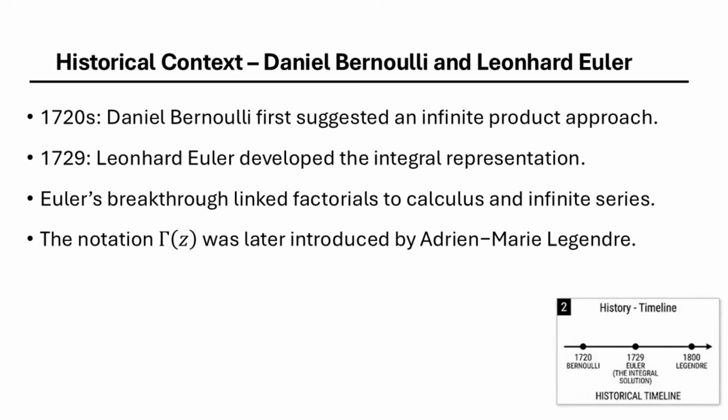In the late 1720s, Daniel Bernoulli and Leonhard Euler took up the challenge. While Bernoulli experimented with infinite products, it was Euler who provided the most elegant solution in 1729. He discovered that an improper integral could describe this relationship perfectly. This was not just a clever trick, it was a profound connection between the world of counting and the world of continuous calculus. Later, the great mathematician Legendre introduced the Greek letter capital gamma we use today.